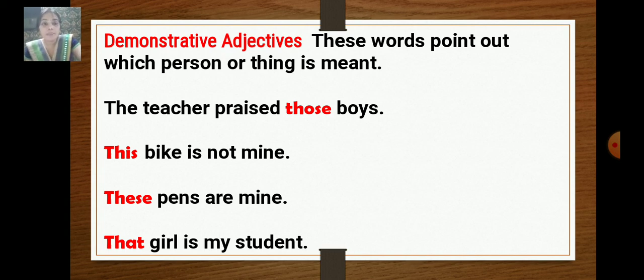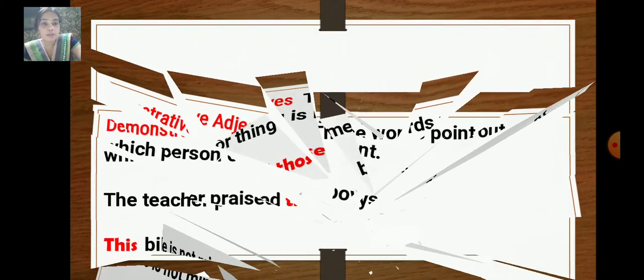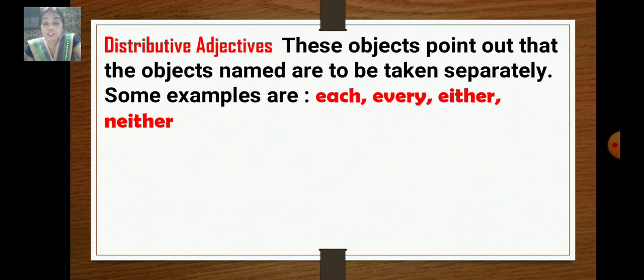Okay. Now the next one is distributive adjectives. Now what are distributive adjectives? These words point out that the objects' names are to be taken separately. So the words each, every, either, or neither. So I'll explain to you with examples.